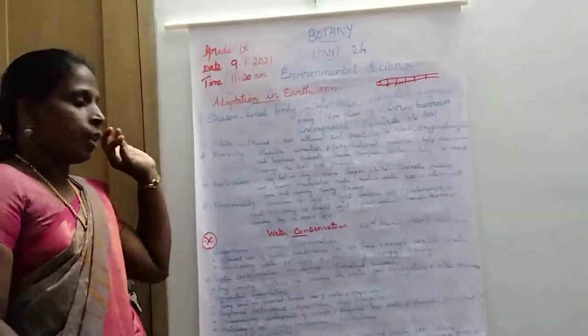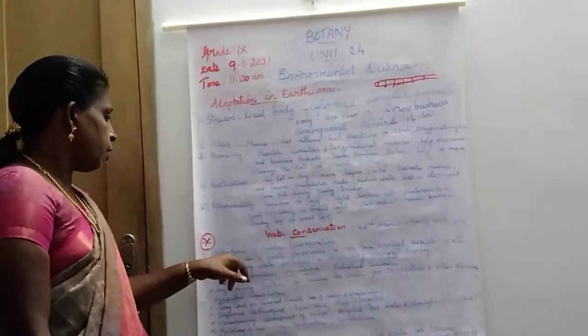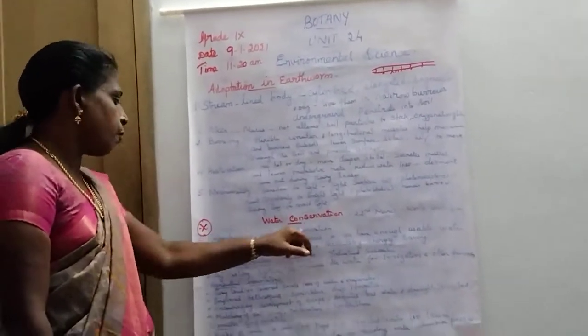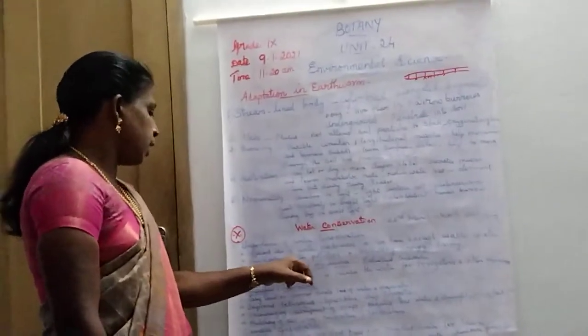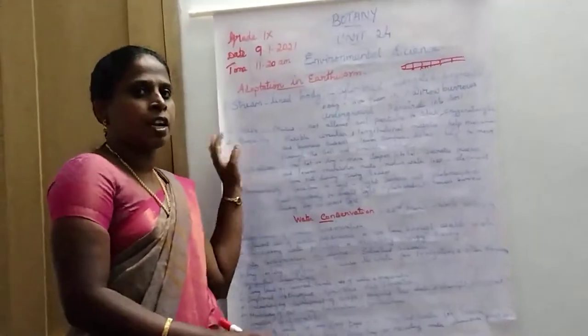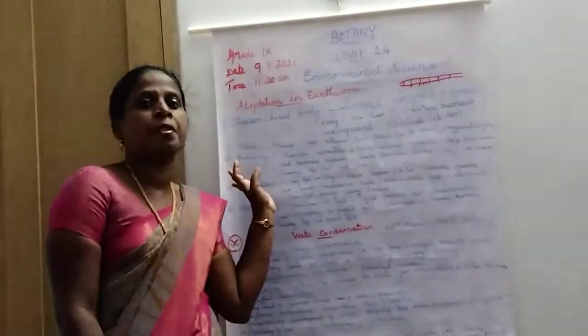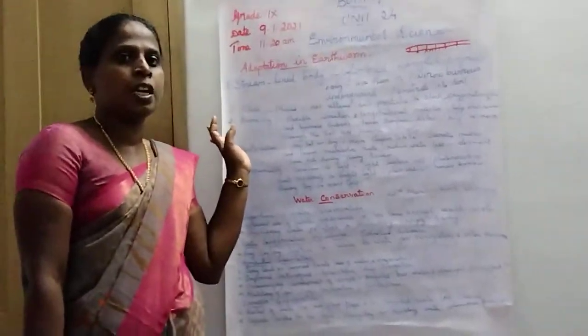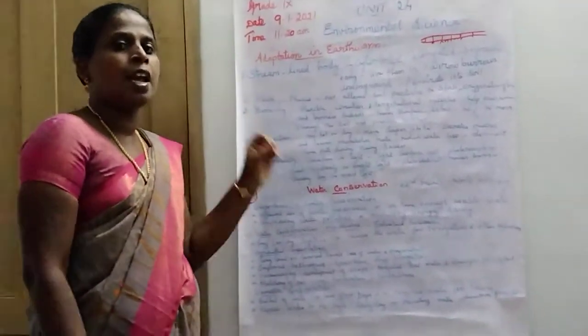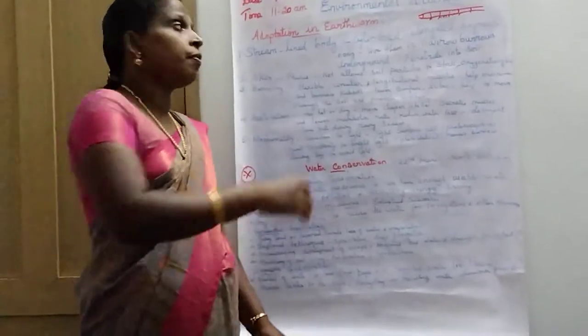Have you understood? In water conservation we have learned about the importance of water conservation and water conservation methods. Water conservation methods have three types. They are industrial conservation, domestic conservation and agricultural conservation.